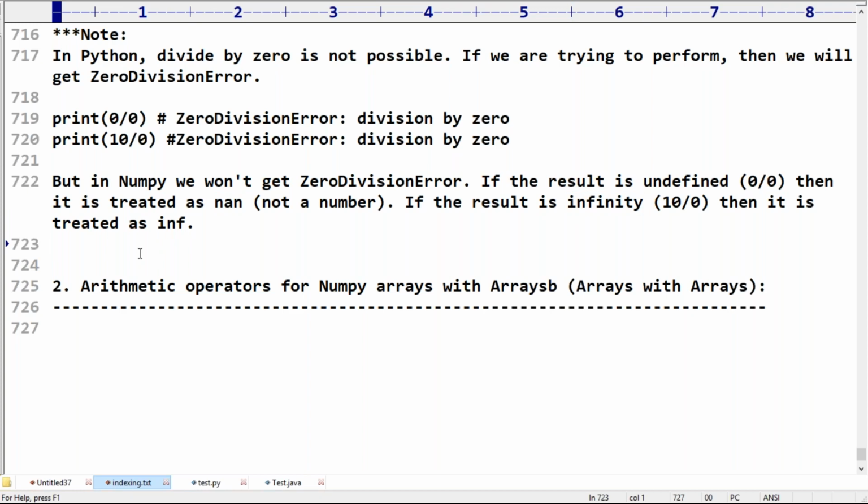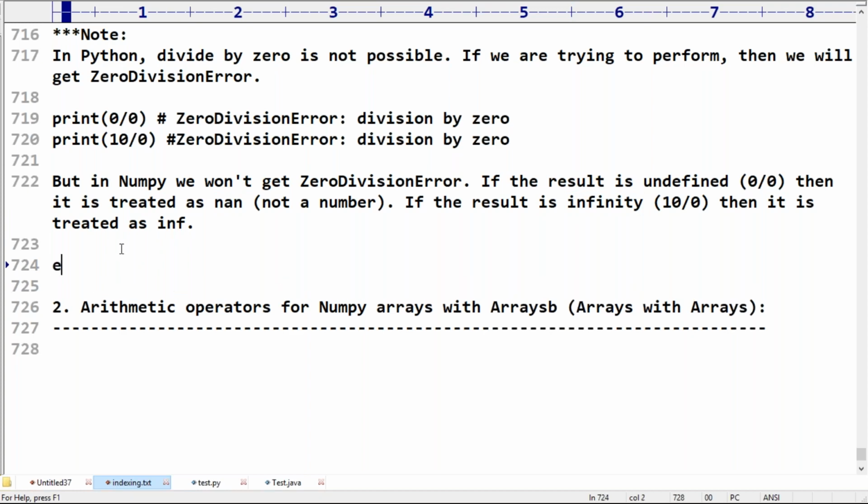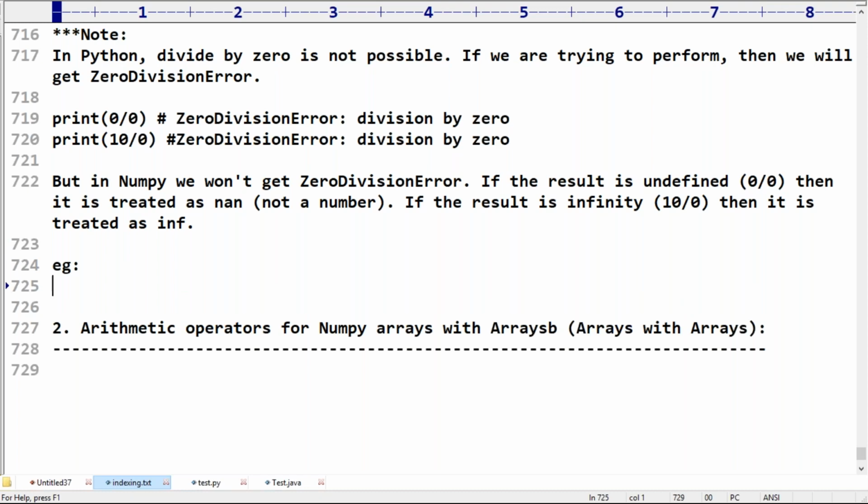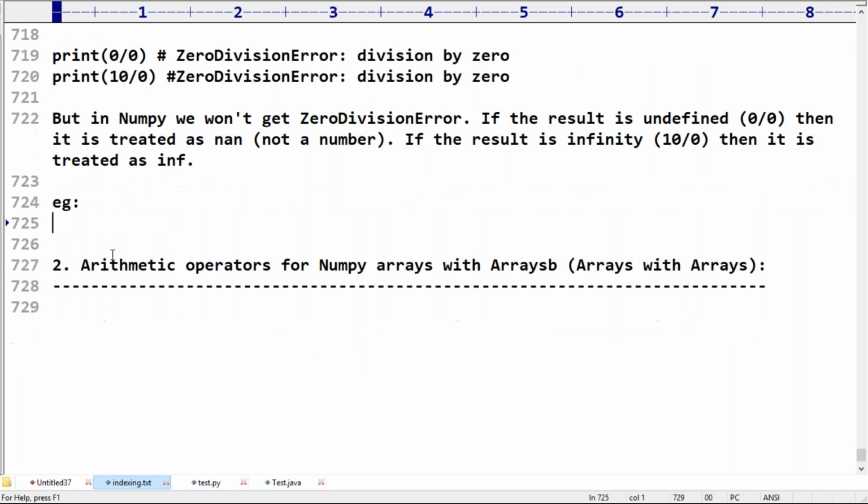Where is the proof for that? You people may ask for an example. Can I go for the example?